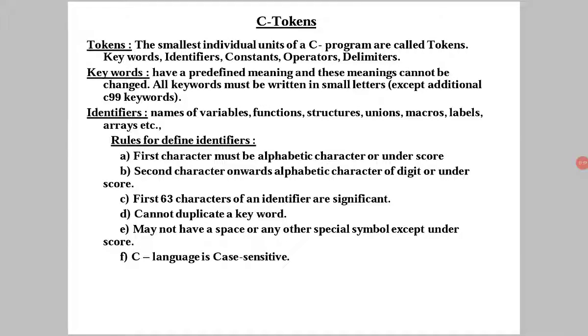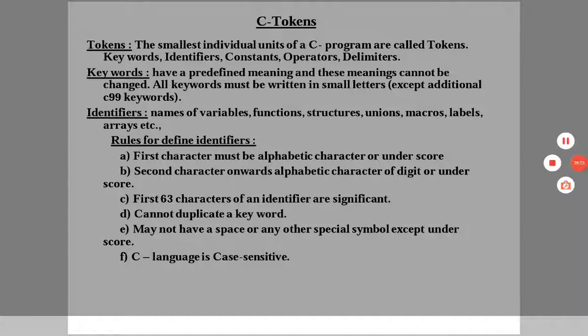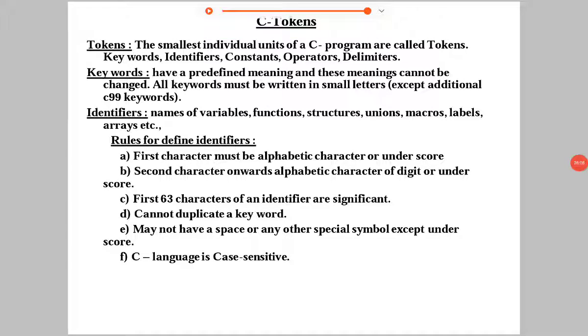C tokens contain the collection of all keywords, identifiers, constants, operators, and delimiters. So what is a keyword? Keywords are also called reserved words. They have a predefined meaning, and these meanings cannot be changed. All keywords must be written in lowercase letters.